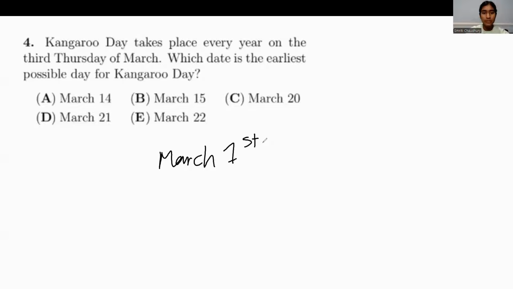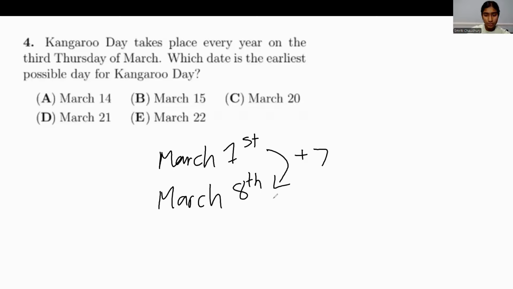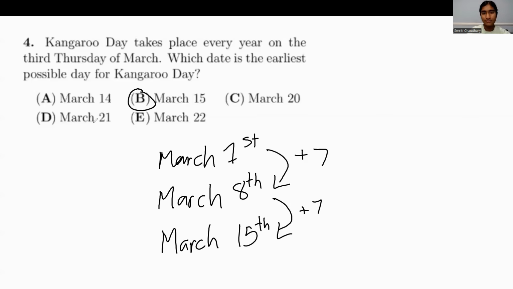And then we're going to go to next week. We're going to add 7 days because there are 7 days in a week. So our second Thursday is going to be March 8th. And we're looking for our third Thursday, which is Kangaroo Day. So we're going to add another 7 days, making Kangaroo Day March 15th. So our answer is B.